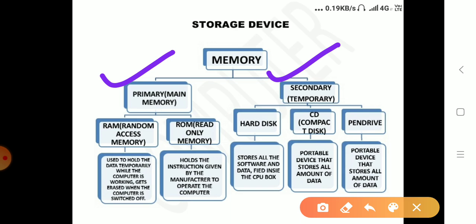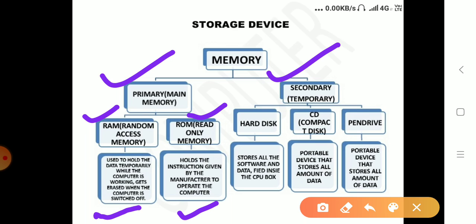Further, primary memory is categorized into two parts, that is RAM and ROM. RAM means random access memory, ROM means read only memory. Now, what is the use of RAM and ROM? RAM is used to hold the data temporarily while the computer is working, and it gets erased when the computer is switched off. Whereas ROM holds the instructions given by the manufacturer to operate the computer.